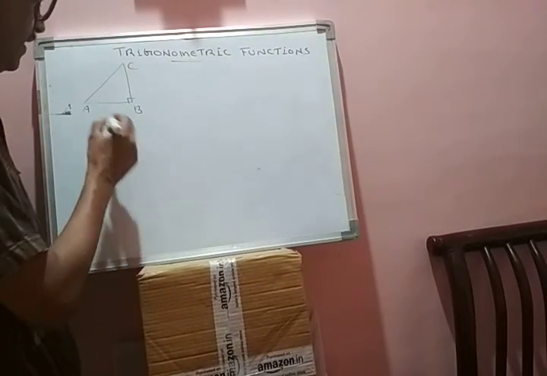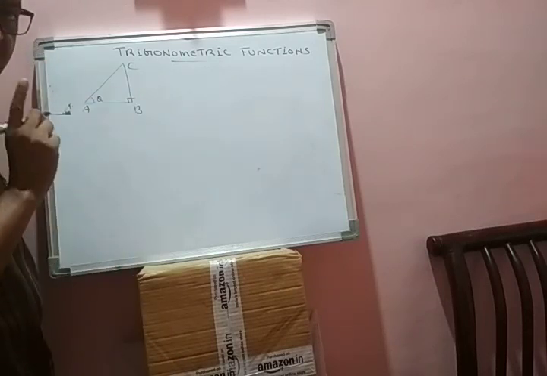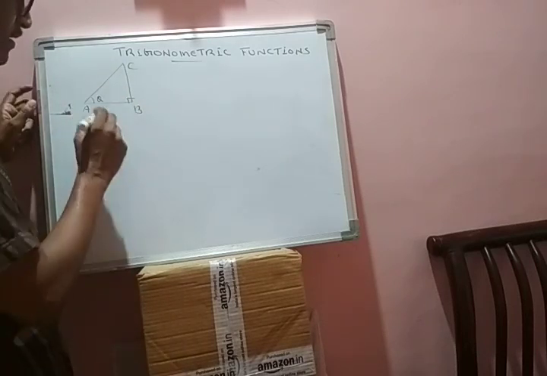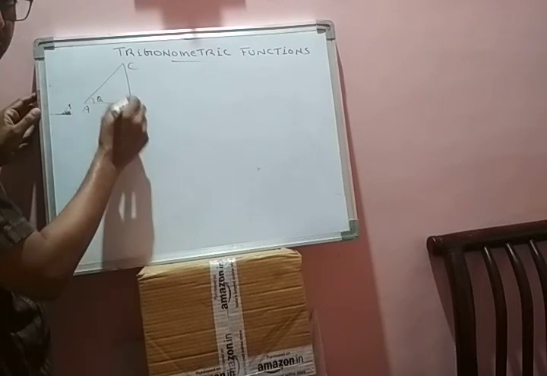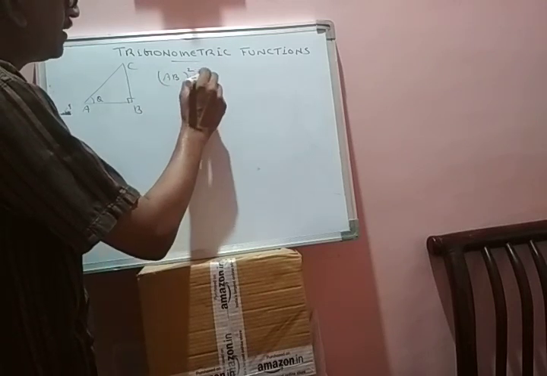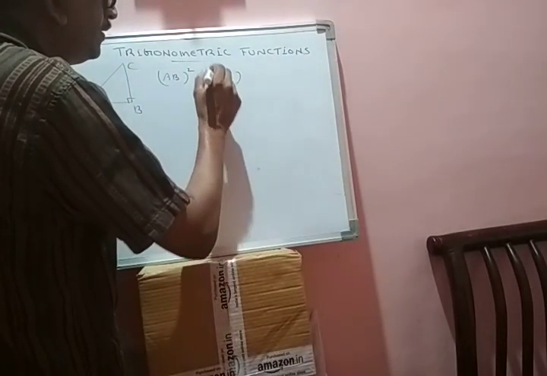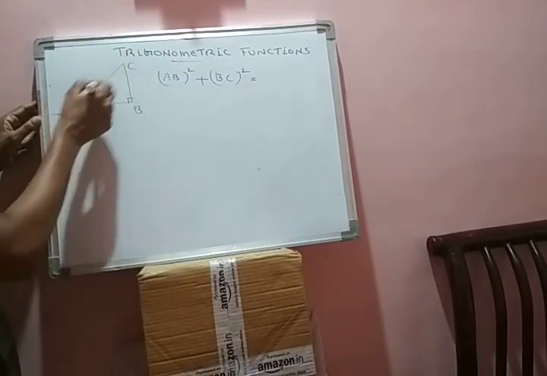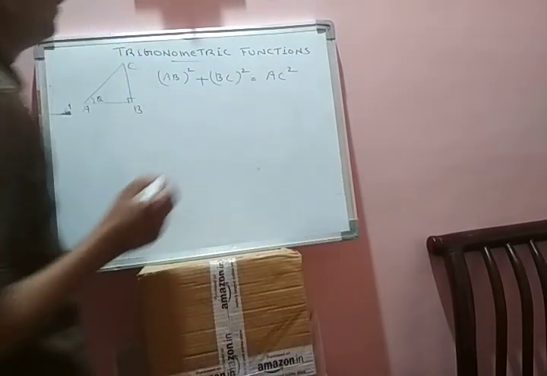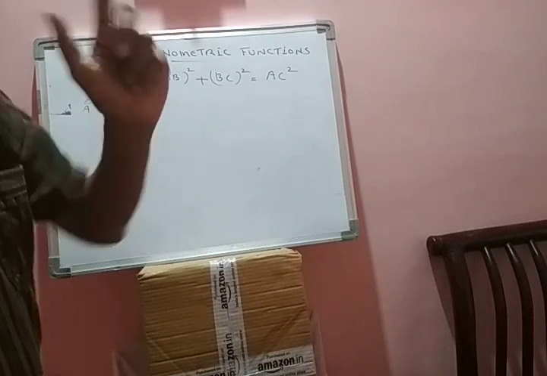This is a right triangle. Here angle B is 90 degrees and angle A is theta. Then the Pythagoras theorem states that base square, here AB is the base of the triangle, that is AB square, plus altitude BC square, is equal to hypotenuse AC square. Therefore, base square plus altitude square is equal to hypotenuse square. This is the famous Pythagoras theorem.